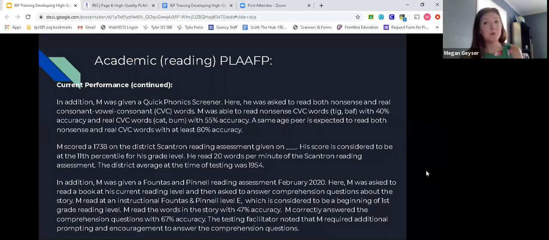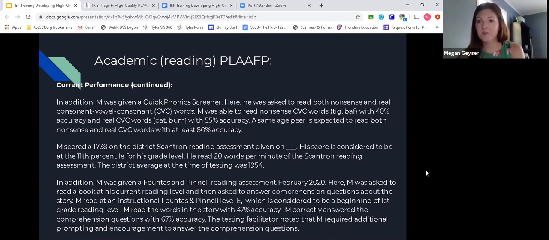Okay, we continue on with our current performance. Again, multiple points of data. That's going to make our goals individualized and specific to a student's deficit. So the first paragraph here, I have information about the quick phonics screener. Once again, I explain what that means, where the student is asked to read both nonsense and real consonant, vowel, consonant, CVC words. And then I have examples of what the student was asked to read.